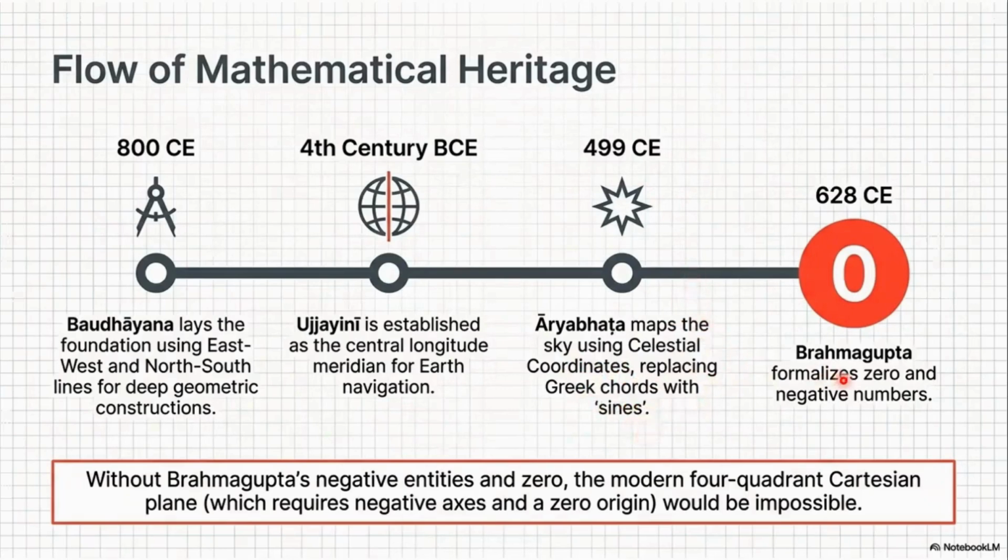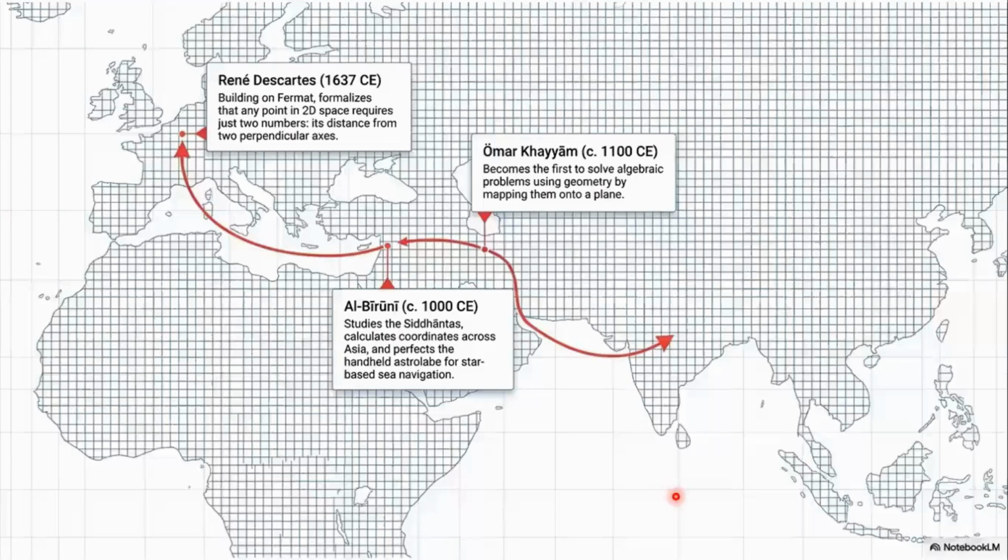And then in 499 CE, Aryabhatta maps the sky using celestial coordinates, replacing Greek chords with sine. And at last, Brahmagupta formalized zero and negative numbers. Later on, these zero and negative numbers were used by Rene Descartes to form the Cartesian plane. Without Brahmagupta's negative numbers and zero, the modern four-quadrant Cartesian plane, which requires negative axes and a zero margin, would be impossible.